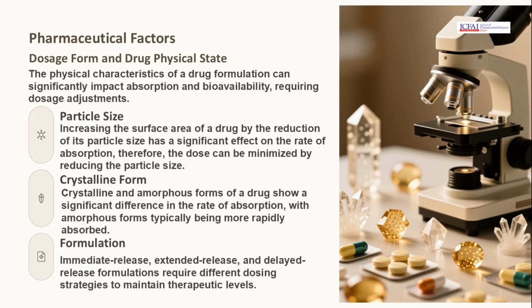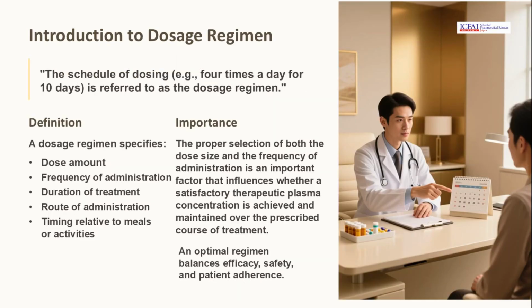Dosage form and physical state significantly impact drug absorption and bioavailability. Factors like particle size and formulation influence therapeutic effects, requiring adjustments to maintain efficacy and safety. A dosage regimen specifies the dose amount, frequency, and duration of treatment. Proper selection ensures therapeutic plasma concentration is achieved and maintained, balancing efficacy, safety, and patient adherence.